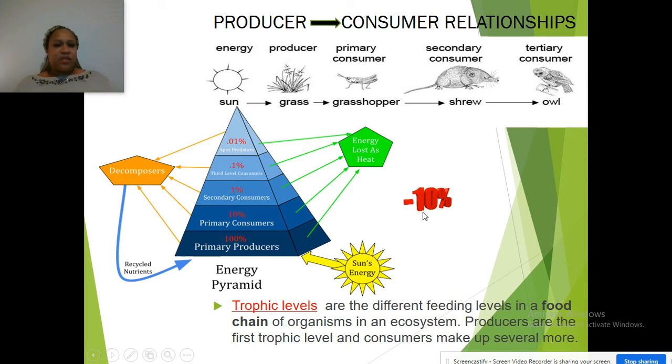Minus 10%. There's a 10% rule when we talk about trophic levels. When you are leaving one level and going up and up, as you keep going up that trophic level, you are losing energy. So if, let's say, this grass right here has 100% energy, the grasshopper is only getting 10%. So when the grasshopper eats the grass, will the grasshopper receive 100%?